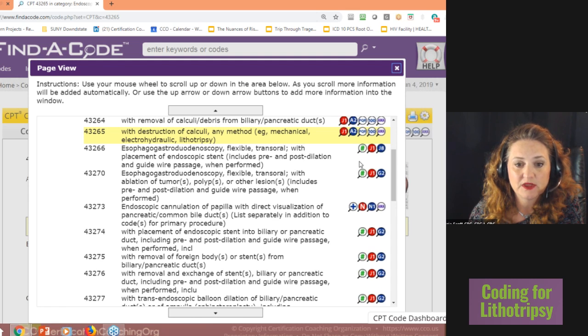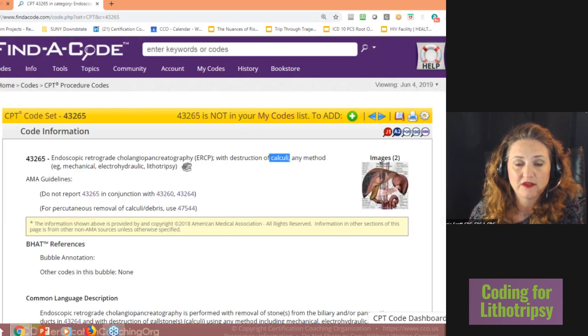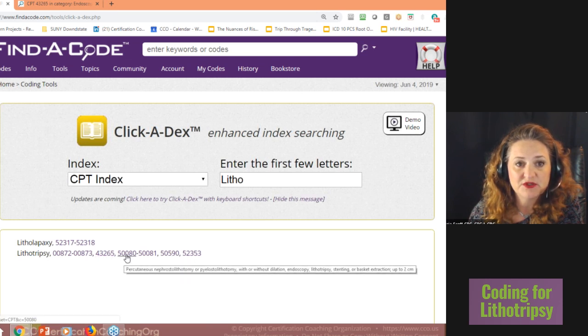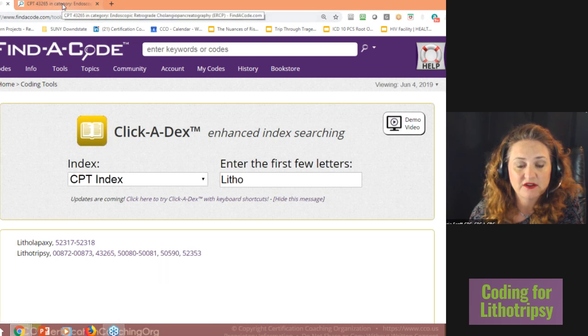All right. Now, and look, it says removal of a foreign body. That is not, it's a calculi, see, it's a calculi on this. That's what determines and makes that different. Now, let's look at the, that was 43265. Now we're going to go to that 50080 code. Let's see if it's faster if I just hit this.